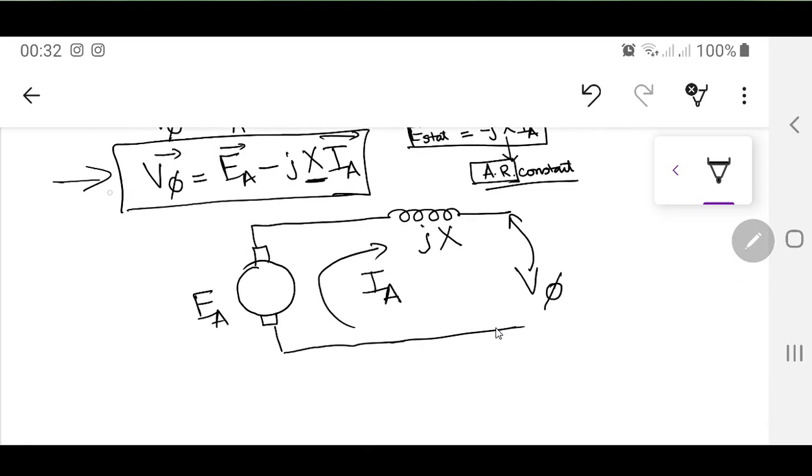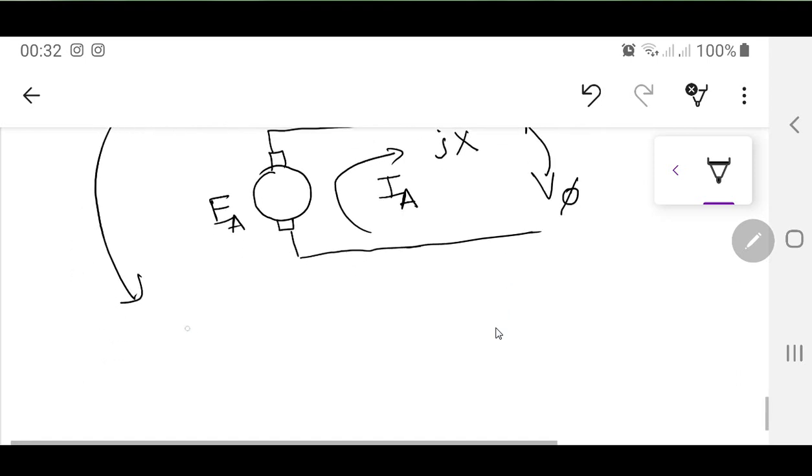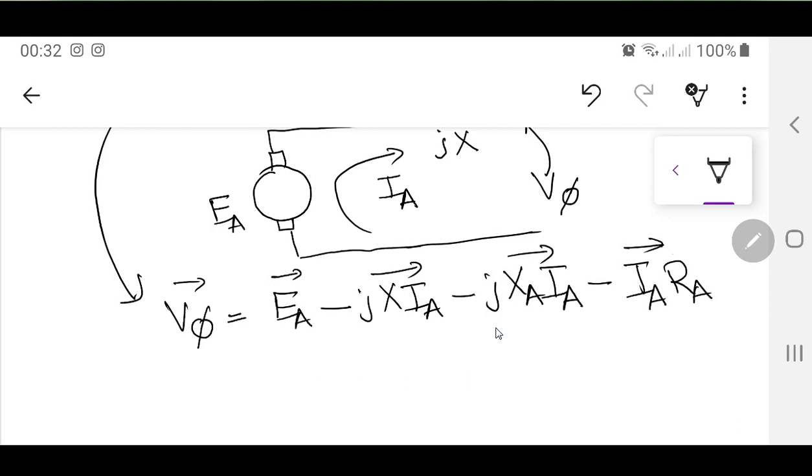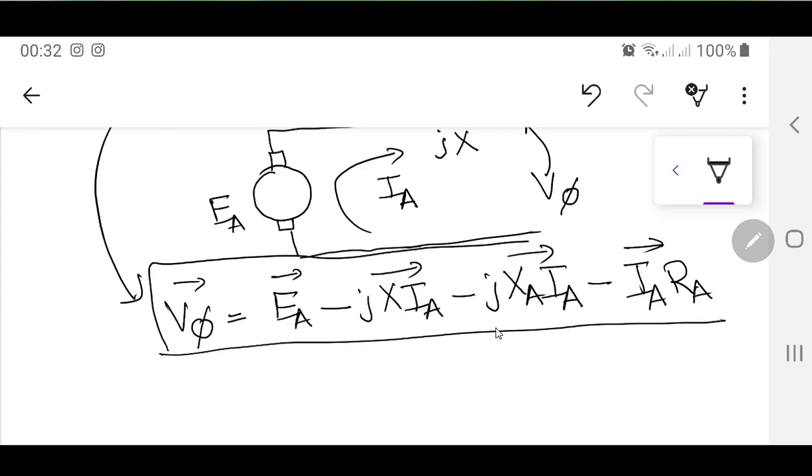Now this equation is going to change. When I add everything together, this one would be EA, again in vector form, minus jXIA, which is the armature reaction. The next is jXAIA, which is the self-inductance of the coil. And the last one is IARA, the resistance of the windings. So this is the main equation where all the losses are modeled for a synchronous generator.